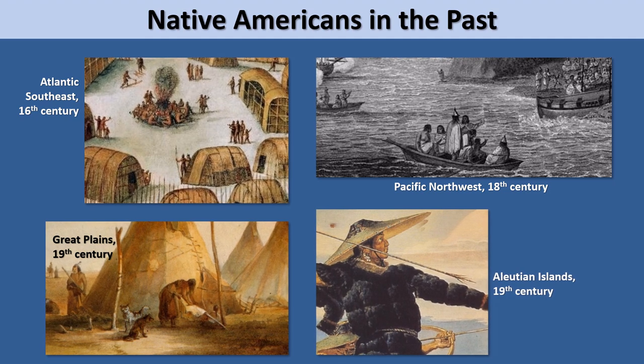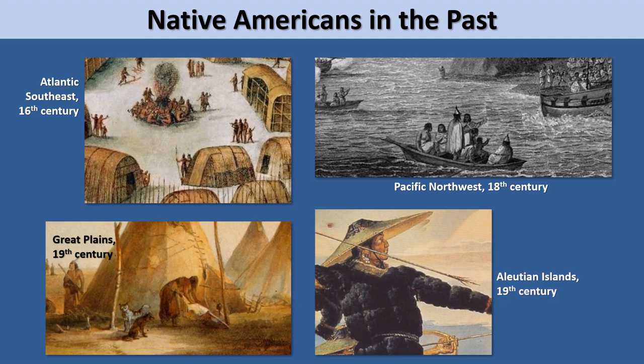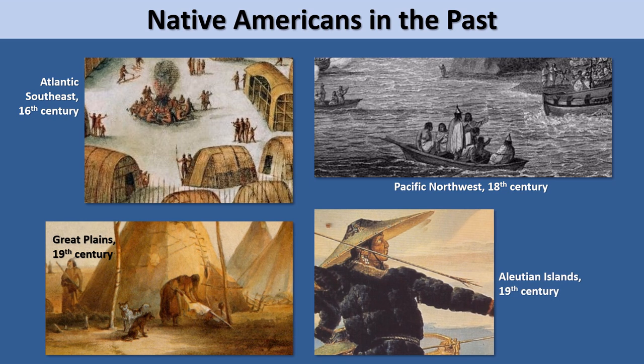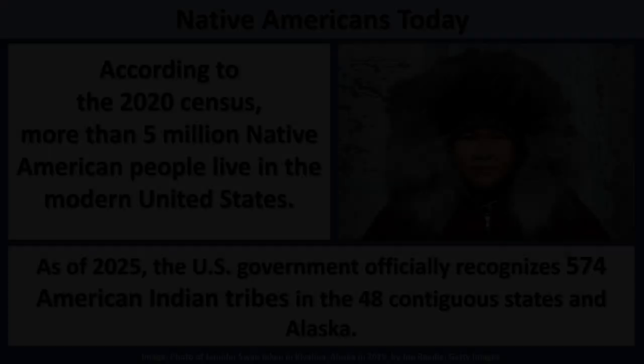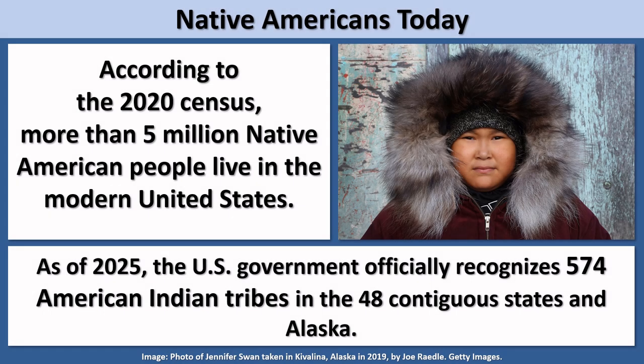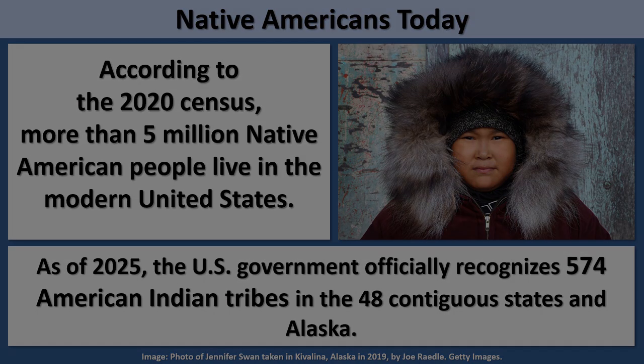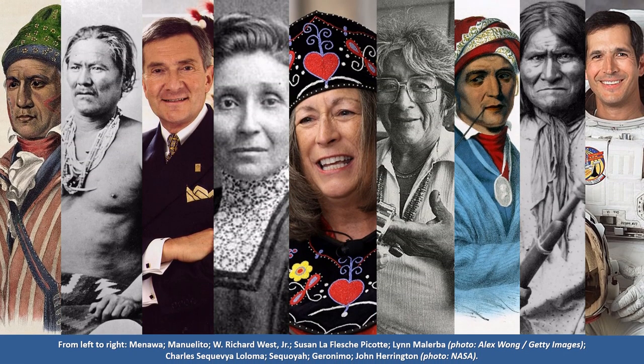Native Americans across the continent spoke many different languages, held many different sets of beliefs, and had many different ways of living. There are still millions of Native Americans living in the United States. Currently, the U.S. federal government officially recognizes more than 500 Native American tribes or nations in the 48 contiguous states and Alaska. Here are just some well-known Native American people of the past and present.